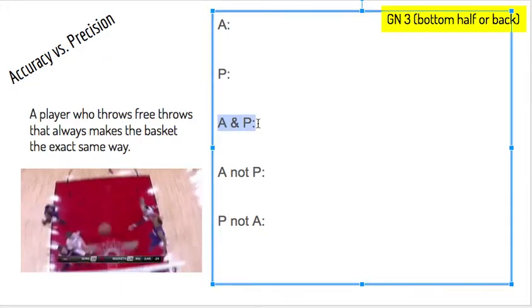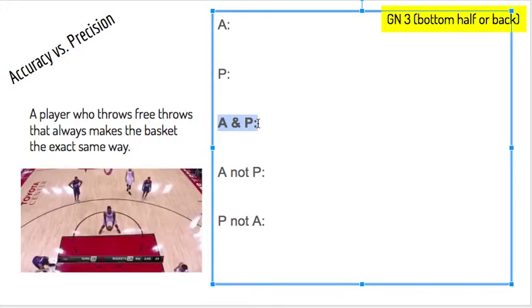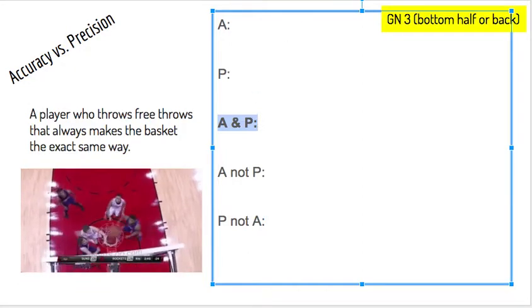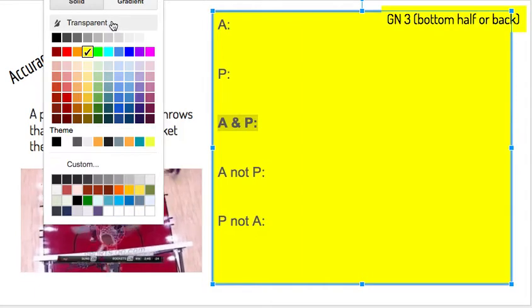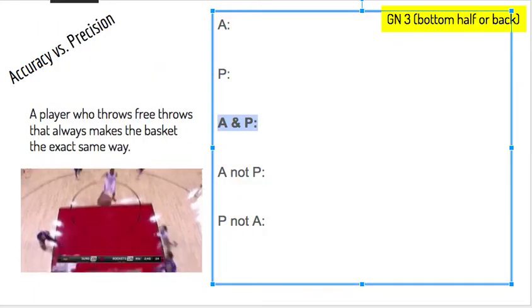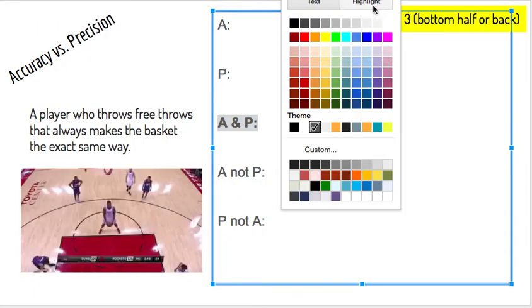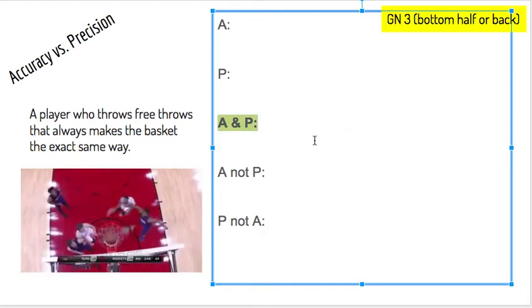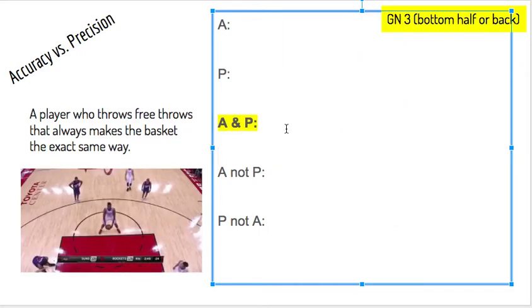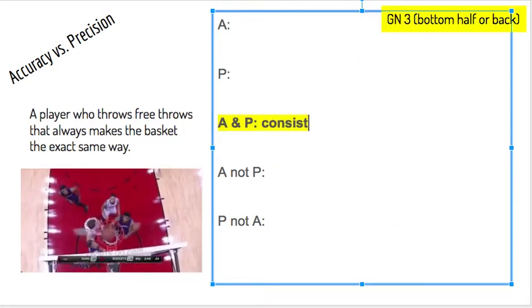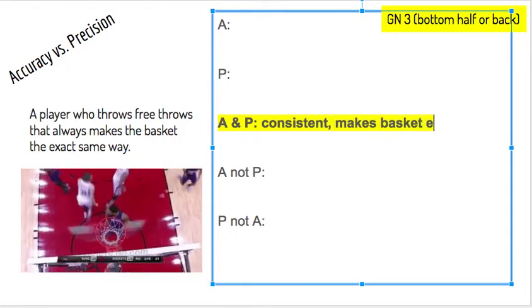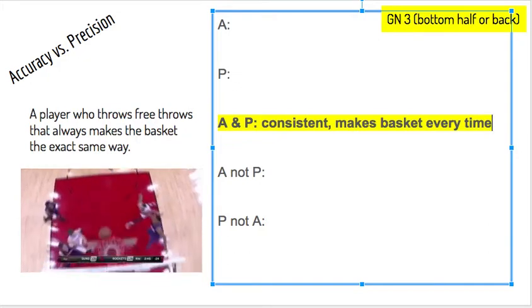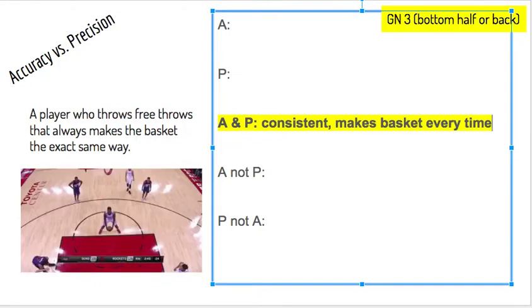So we can highlight or bold this. Let's see. Accurate and precise. Okay. Consistent, makes basket every time. Let's look at another example.